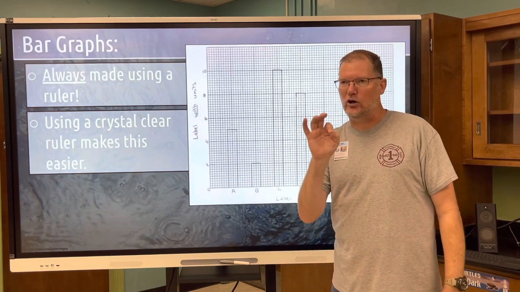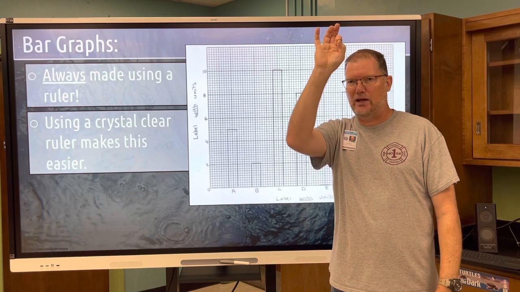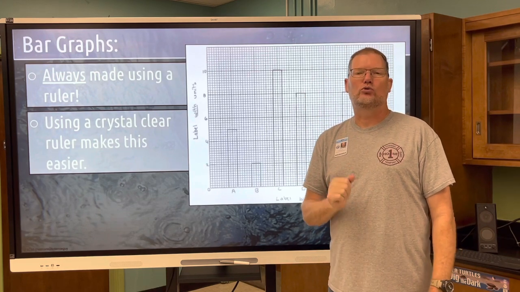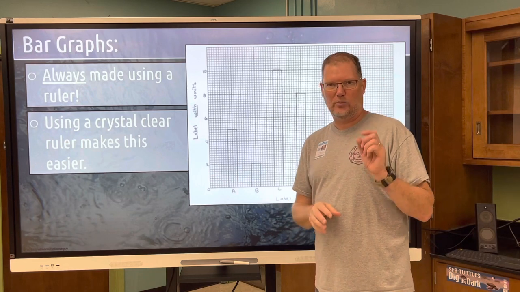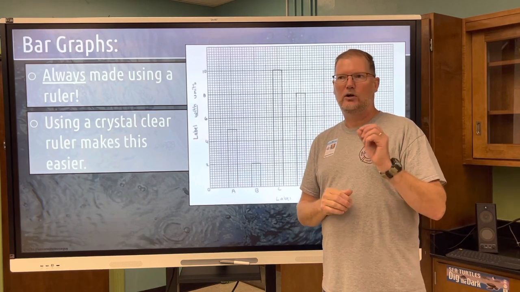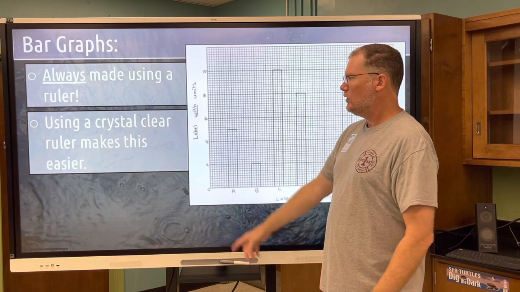And you never do this by hand again, even though it seems really simple. Oh, all I have to do is follow the line up with my hand. Use a ruler every single time. The ruler is your best bet. A ruler and a number 2 wood pencil are your best bet, okay? Crystal clear ruler.